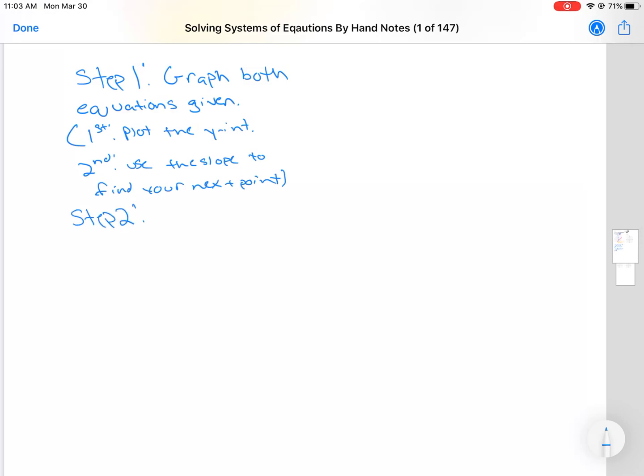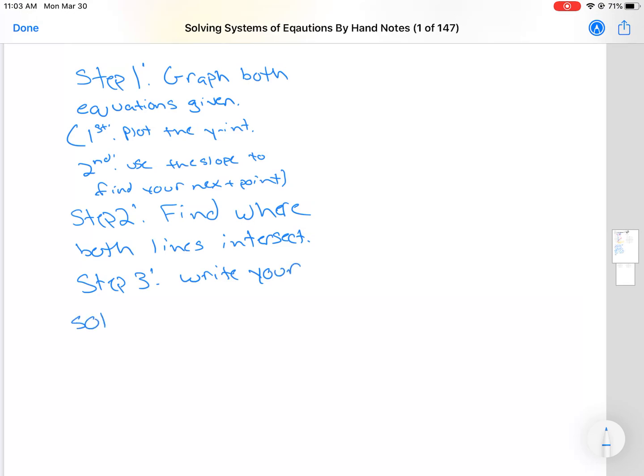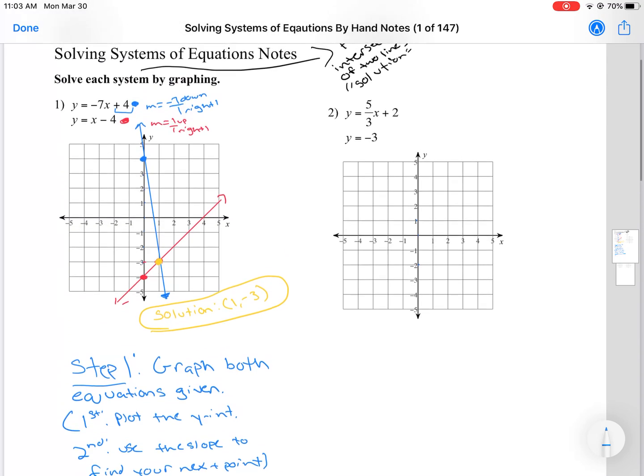All right, so step 2 now is to find where both lines intersect. And then step 3, write your solution as an ordered pair. Sound good? So that's the steps we got right there. Step 1, step 2, and step 3. Pretty straightforward. Just graphing them, find where they both intersect, and write your solution as an ordered pair.